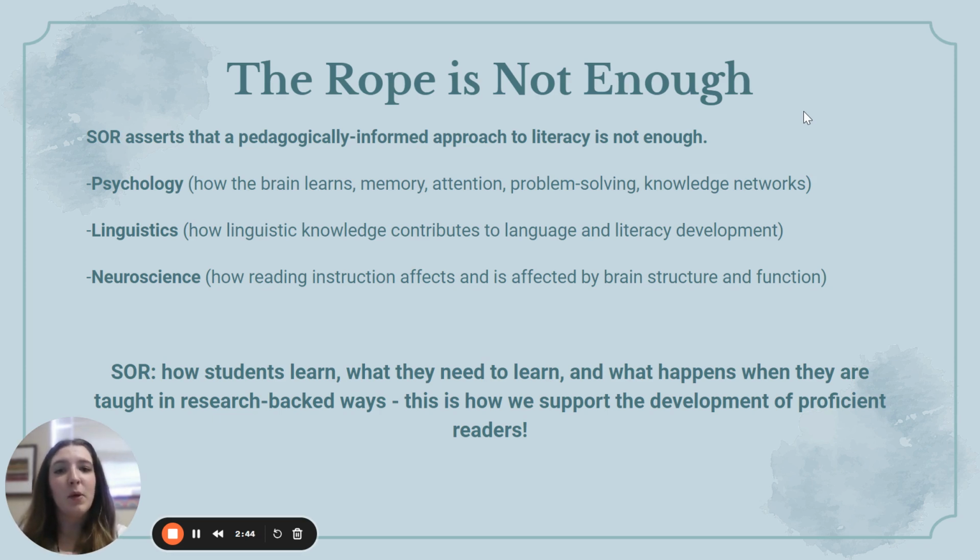and how that can inform our literacy instruction. And what we say is, okay, we have our reading rope, we have all those skills, and we take what students need to learn, how they learn, and what happens when they are taught in those research-backed ways. And that is how we are going to get students to a place of literacy. So it is taking what we typically think of as being literacy and adding on to it.